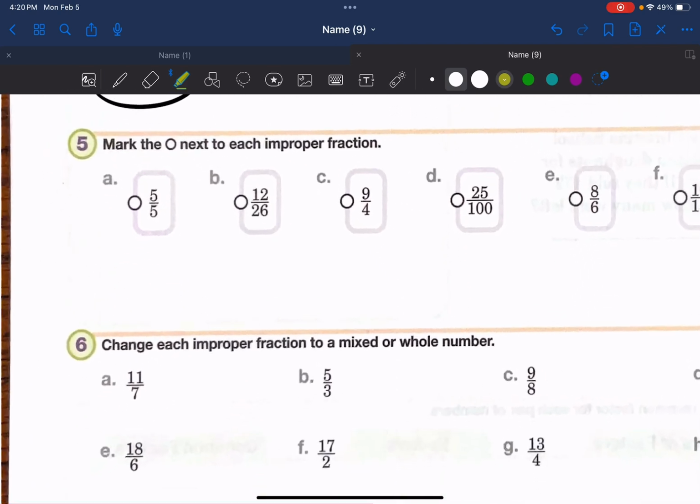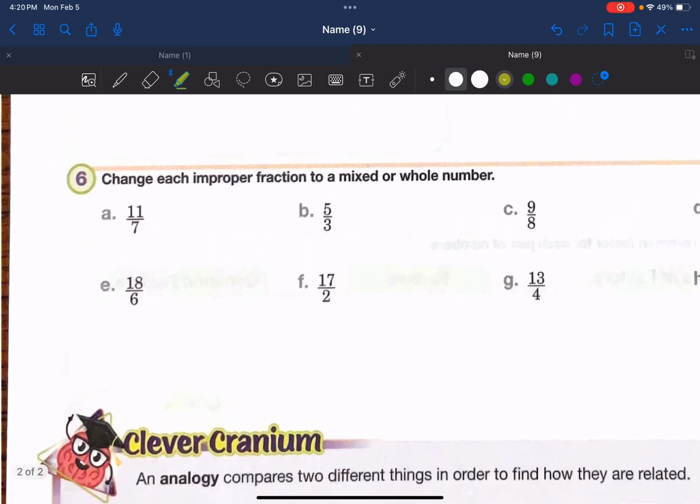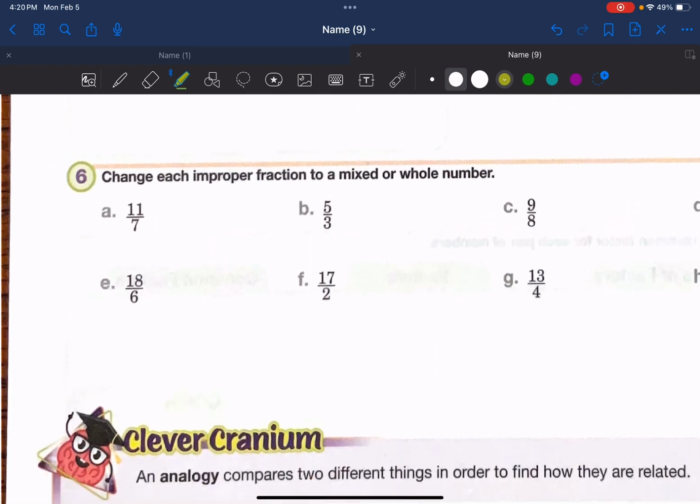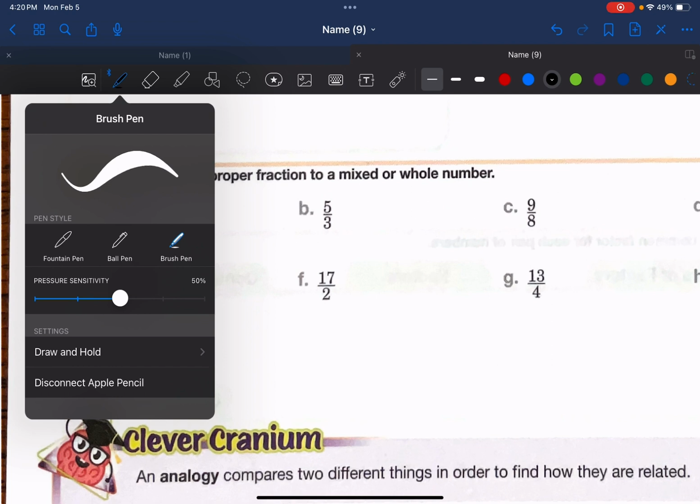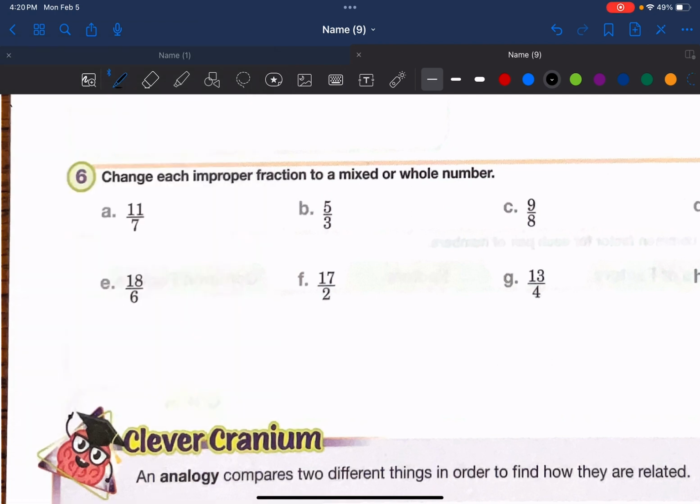Okay, number 5, you're just marking the circle next to each improper fraction. And then change each improper fraction to a mixed or a whole number. So this is what you learned from your last lesson. So you take the top number. The top number, it goes in the box. So 11, and then I say divided by 7. Okay, so how many times does 7 go into 11? 1 time. 7 times 1 is 7. 11, take away 7, is 4, which means I have 1 4/7.